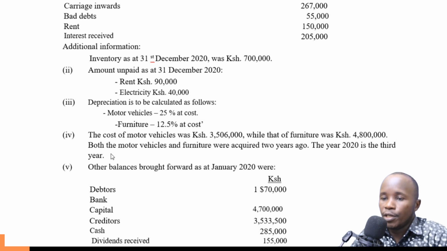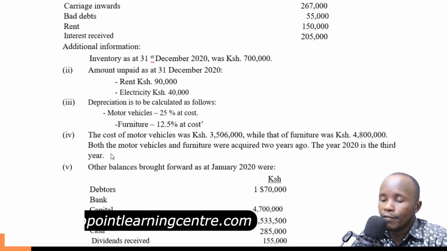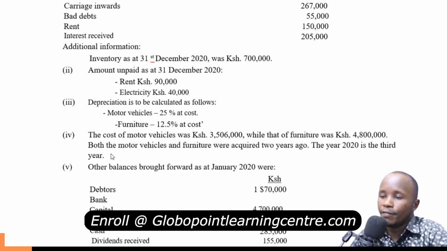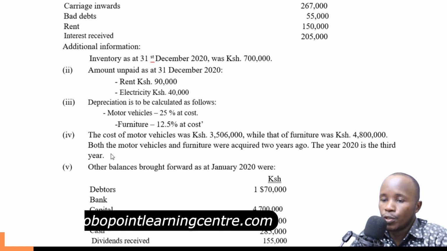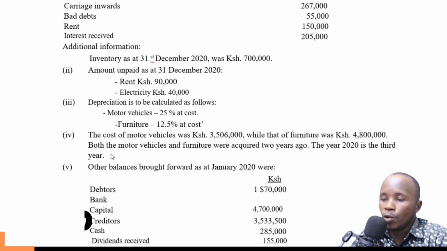Then the amount unpaid as at 1st December 2020, these are arrears, outstanding expenses: we have rent 90,000, electricity 40,000. Then number 3, you are told that depreciation is to be calculated as follows. Motor vehicle should be depreciated at 25% at cost, furniture 12.5% at cost. The cost of motor vehicle was 3,506,000, while that of furniture was 4,800,000. Both were acquired 2 years ago. The year 2020 is the 3rd year.